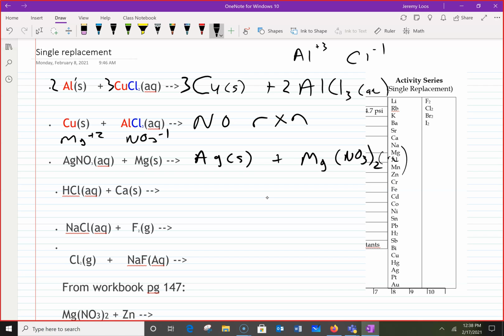Once we've done that, then we balance it. So let's balance the polyatomic ion first and as a whole. You've got nitrate, put a 2 there. Now that one's done. Questions about that?